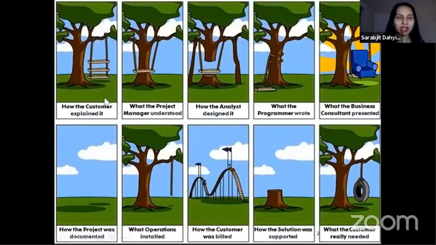In the beginning, this is how the customer explained they wanted the project. This is what the project manager understood. This is how the analyst designed it. This is how the programmer wrote it out. Because the requirements were not clear, they weren't documented appropriately, and of course, they weren't programmed appropriately. And this is what the business consultant presented. This is how the project was documented. As you can see, barely nothing. And then this is how operations installed it. And this is how the customer was billed for a fancy little thing that didn't have anything. And then this is how the solution was supported. And this is what the customer really wanted.